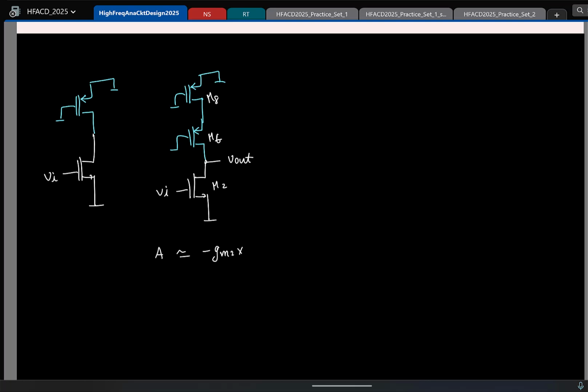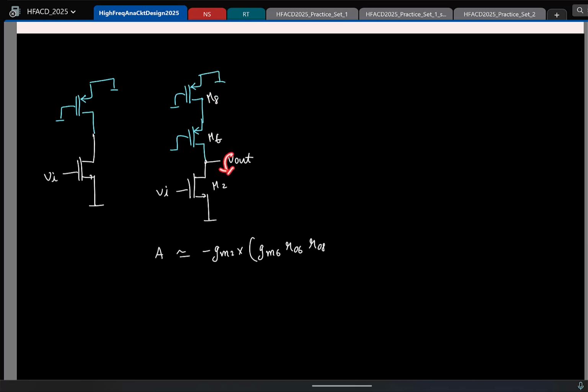And what is the output resistance? So you have two components. What is the output resistance looking up? gm6 ro6 times ro8. It is the cascode impedance. Intrinsic gain of this transistor times the resistance of this.